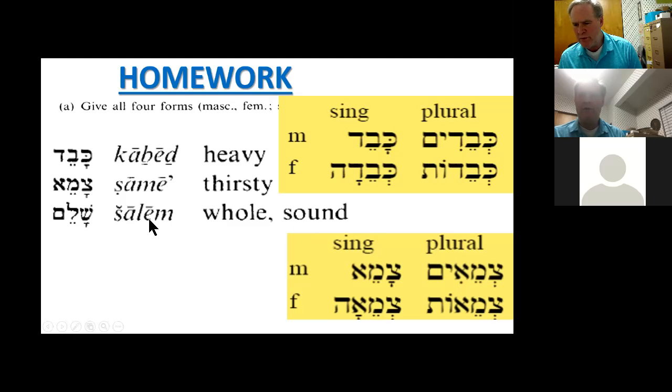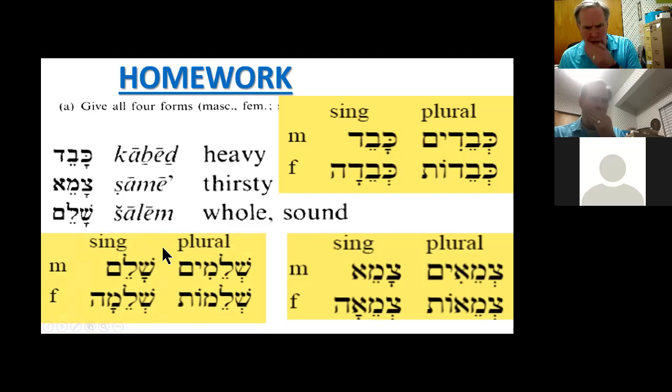The word peace comes from this, like shalom. So shalem, shalema, shalemim, shalemot.